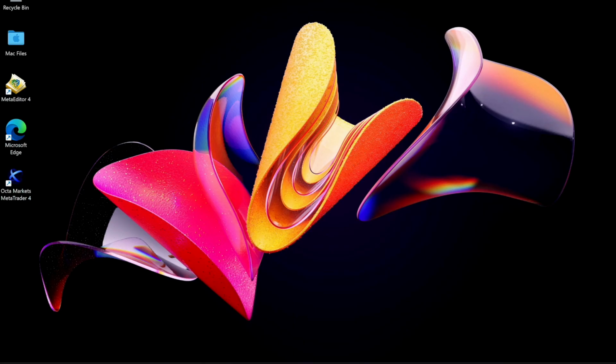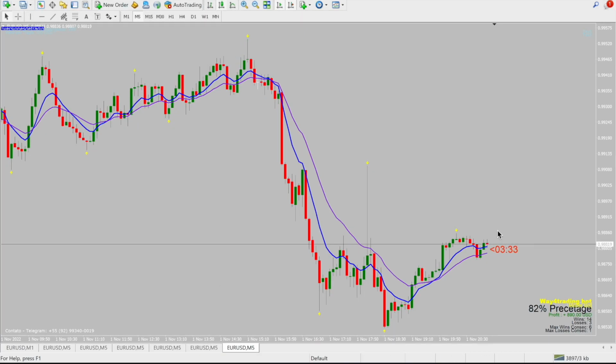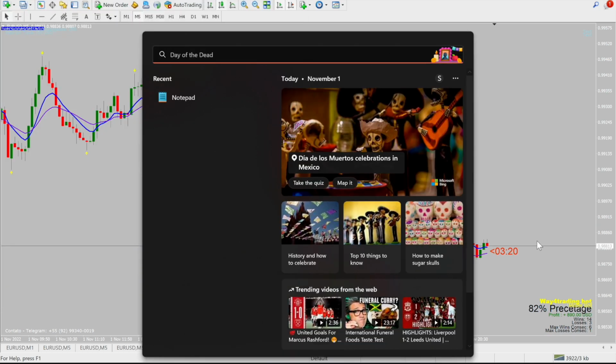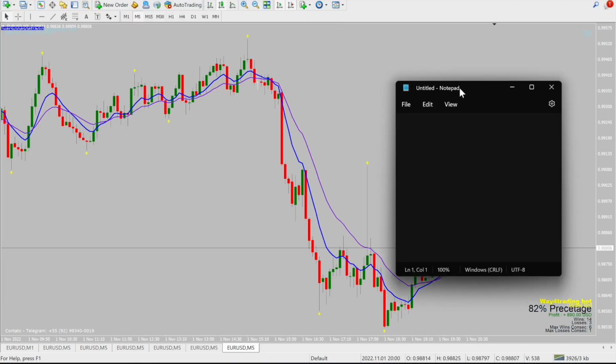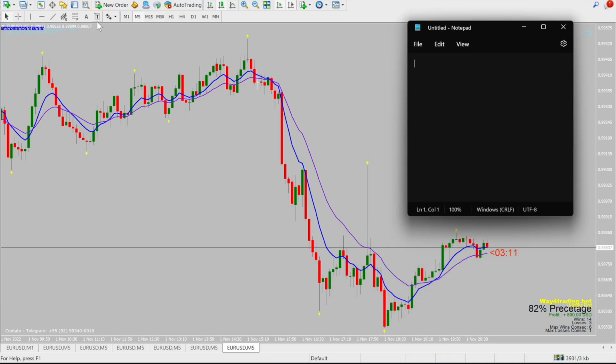Trading. Today we are here to learn how to trade with this indicator. You can see the moving average indicator here. Where the two moving averages interact with each other above the moving average, place the buy trade. Where the two moving averages interact with each other below the moving average, place the sell trade.